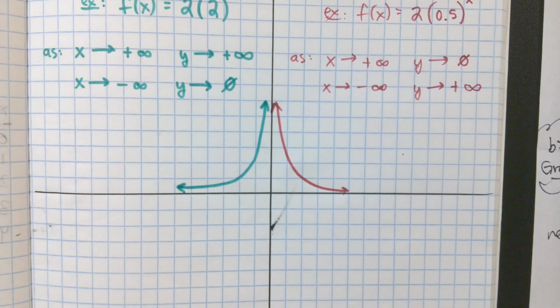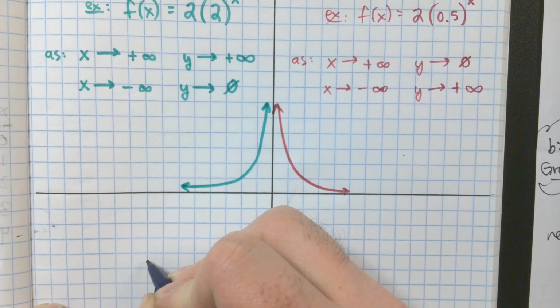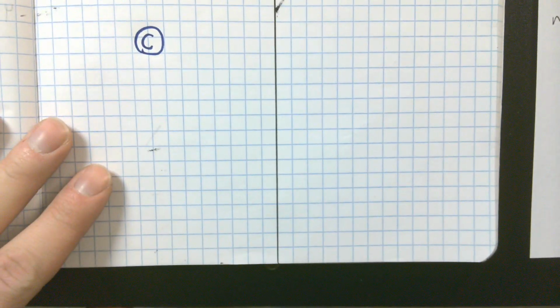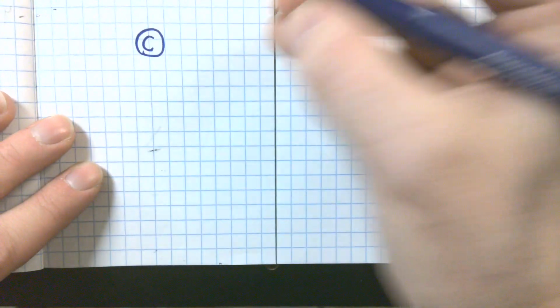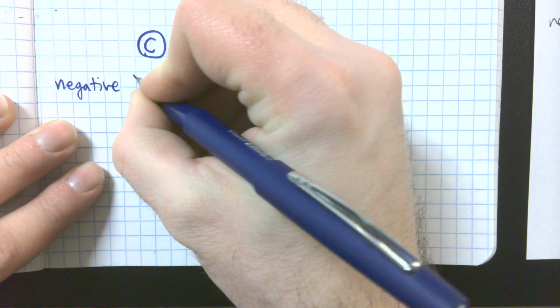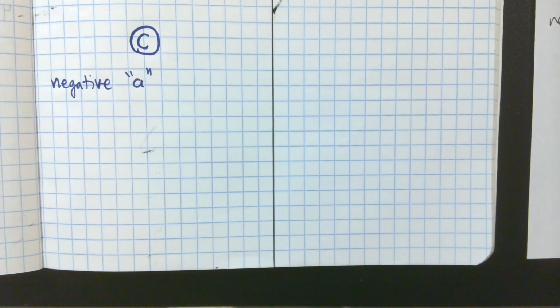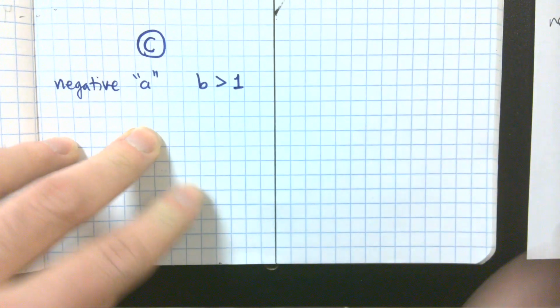Okay, let's do C. Function lettered C. I'm going to leave some space because I'm going to add some stuff in there. So C now, we're going to have a negative A value. Remember, A is kind of like our y-intercept. So these lines are going to be below the x-axis. We have a negative A and a B value greater than 1.